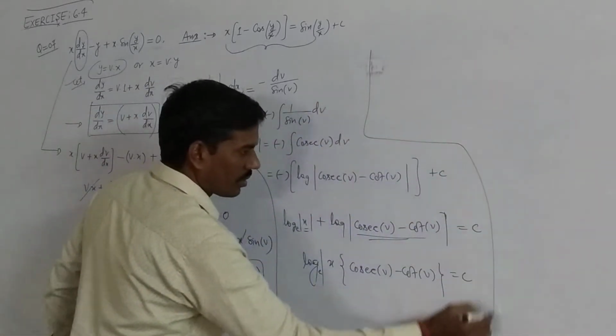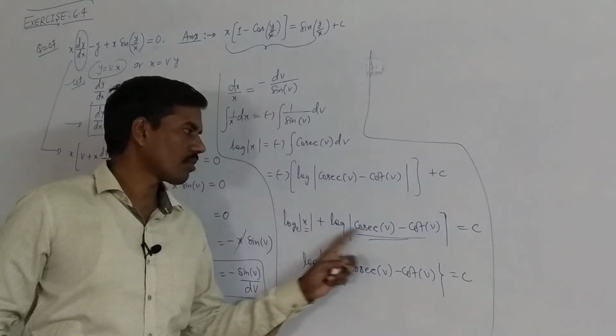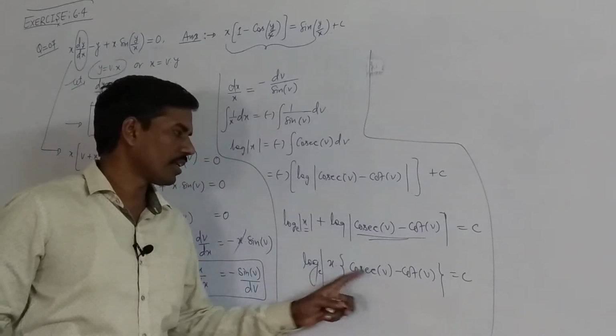Okay, clear? Any doubt till here? So log of m plus log of n is equal to log of m into n.